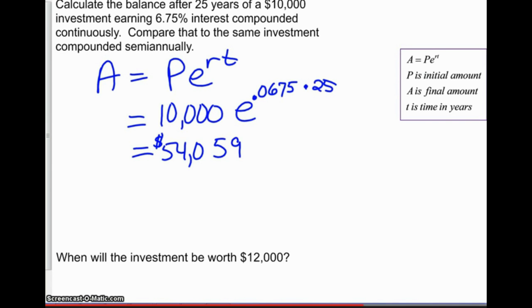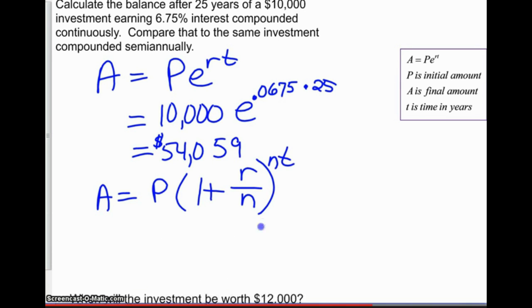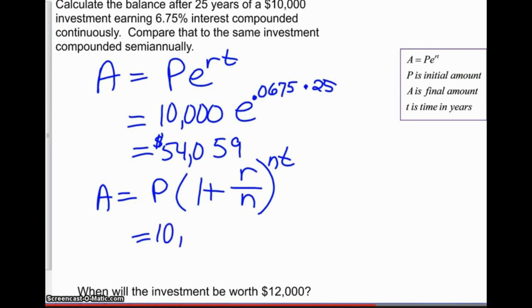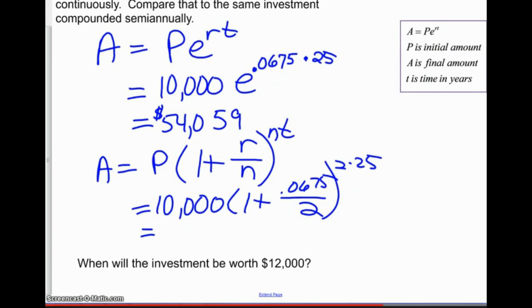Okay? Now it also says, same problem, but what do you get if you instead had it compounded semi-annually? The formula for semi-annual is where you take the principal times 1 plus the rate over the number of times in a year that it was compounded, raised to the number of times times the time. So in this case, it would be the 10,000 times 1 plus 0.065 over 2, which turns out to be 52,574.